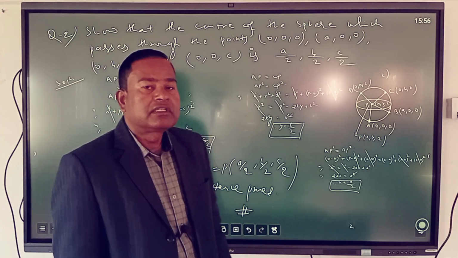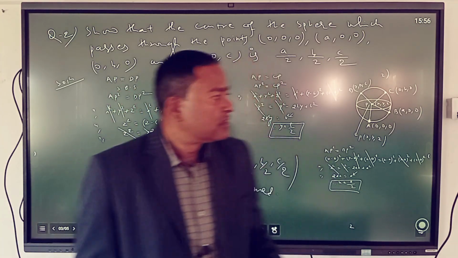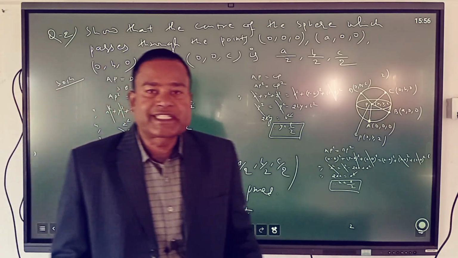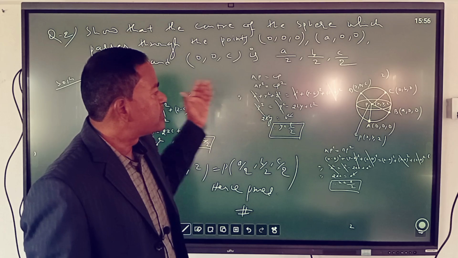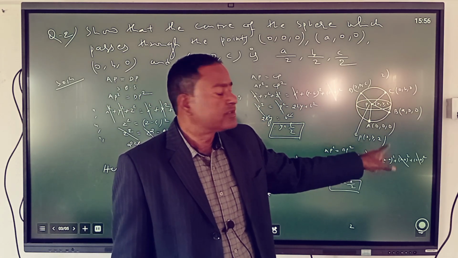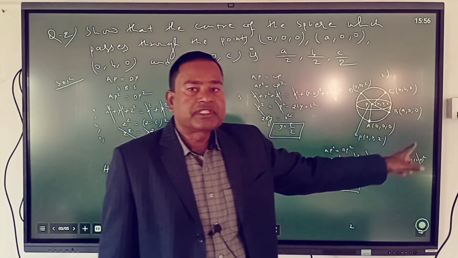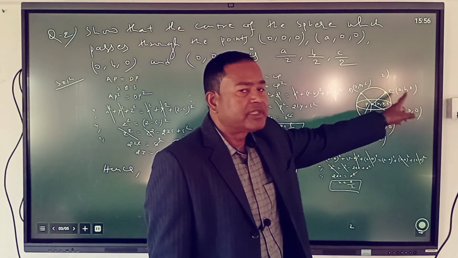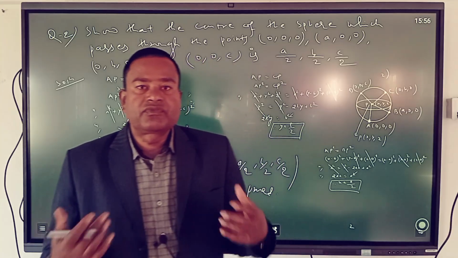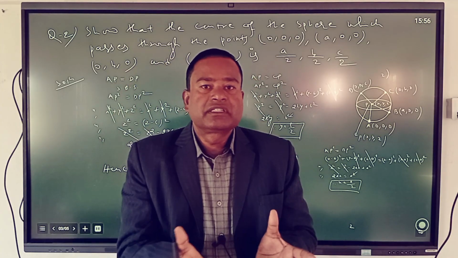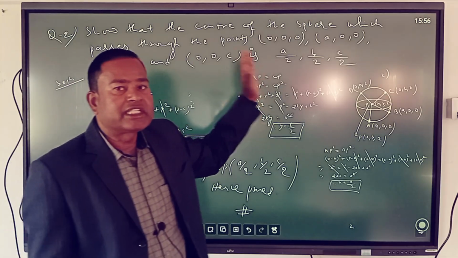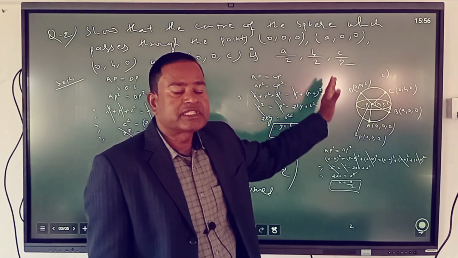So dear student, let us review the solution of this question for better understanding. In this question we are given 4 points: 0 comma 0 comma 0, a comma 0 comma 0, 0 comma b comma 0, 0 comma 0 comma c. We are given 4 different points of the sphere and we have to show that the center of the sphere is a by 2 comma b by 2 comma c by 2.